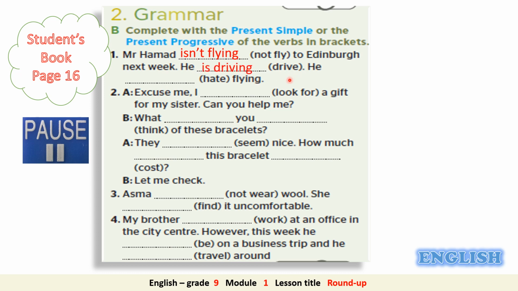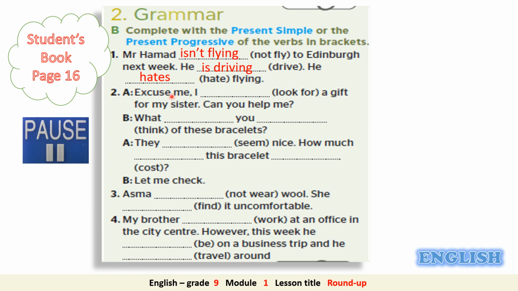Excellent. He is driving. The same is said. Present progressive, future arrangements. What about "he hate flying"? Very good. He hates. Why? Because hate is a verb of emotion. So we use present simple for this kind of verbs, stative verbs.